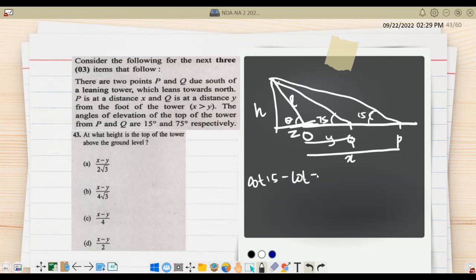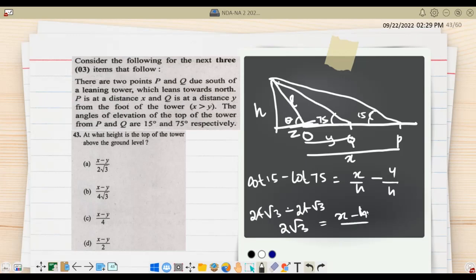So cot 15 minus cot 75 is equal to x by h minus y by h, as cot theta gets cancelled. Right. So this is 2 plus root 3 minus 2 minus root 3. The 2 is going to get cancelled, and you get 2 root 3 is equal to x minus y by h. So h is going to be x minus y by 2 root 3. Option A is your answer.